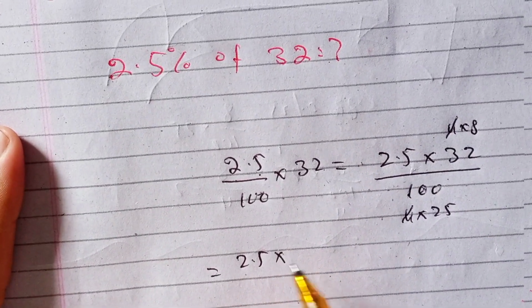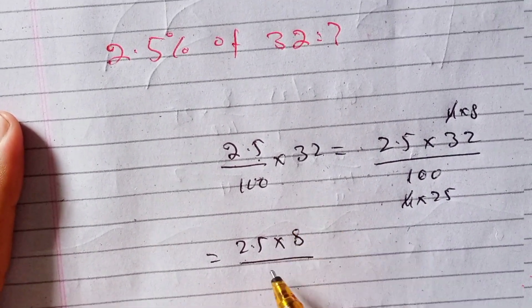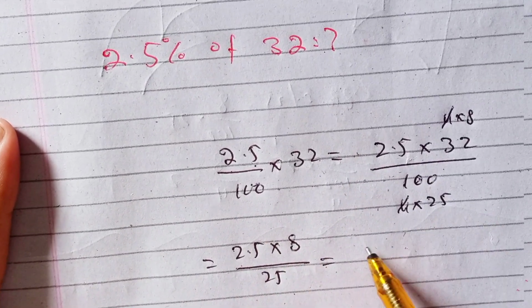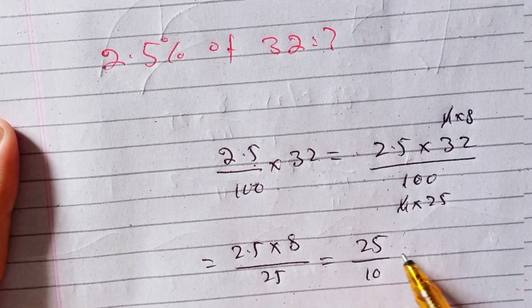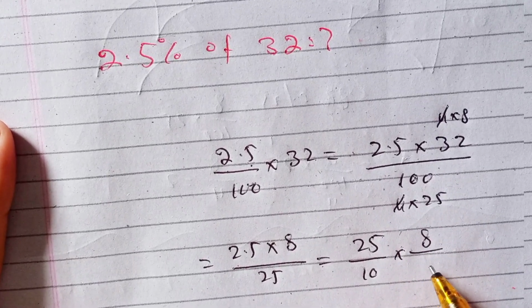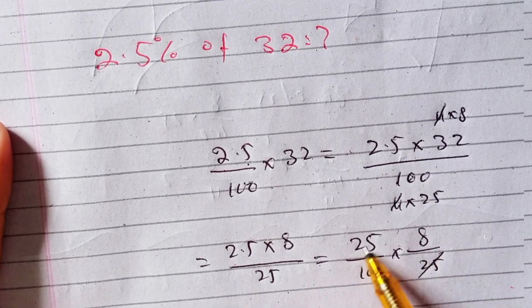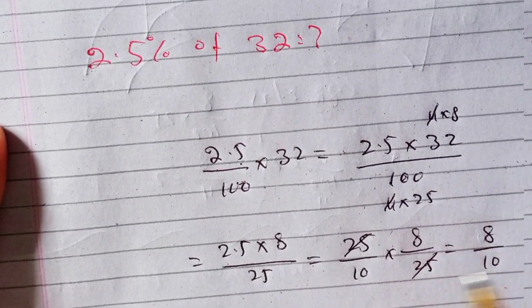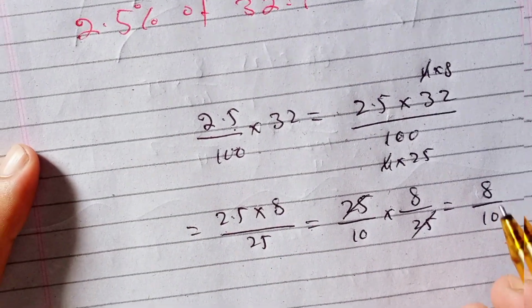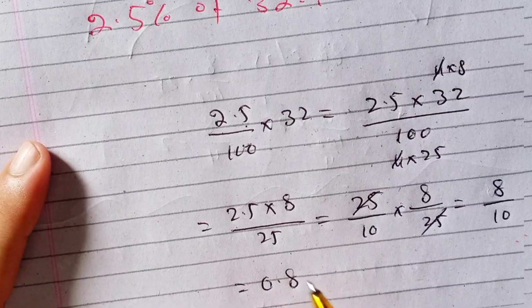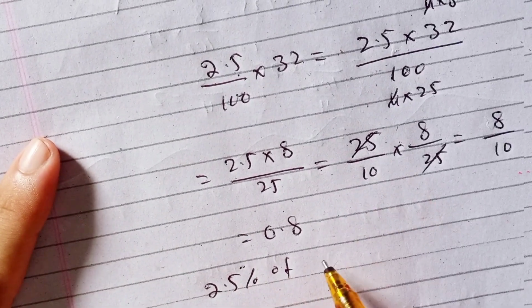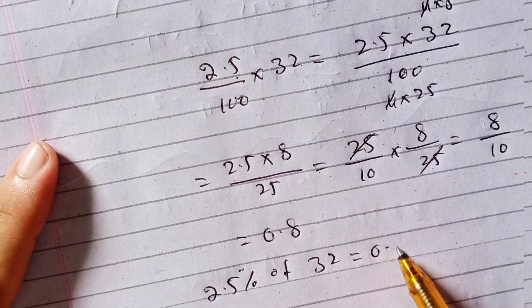2.5 multiplied by 8 divided by 25. So we can write this expression as 25 over 10 multiplied by 8 over 25. So we will cancel that 25 with 25, which is equal to 8 over 10. So we can write 8 over 10 as 0.8. 2.5% of 32 is equal to 0.8.